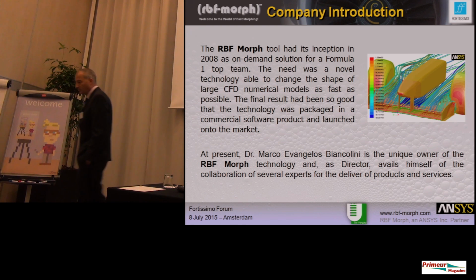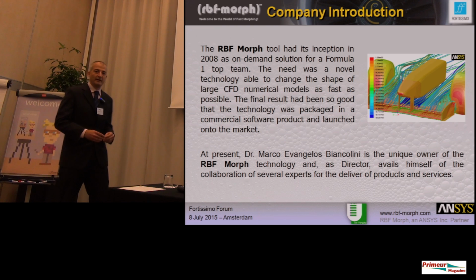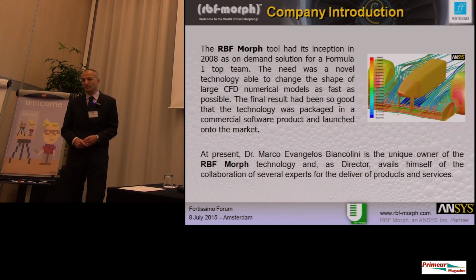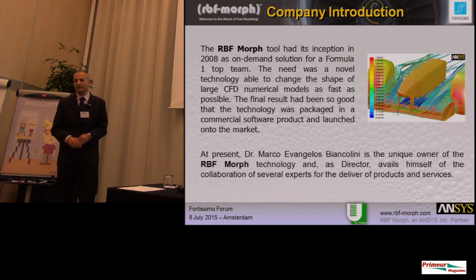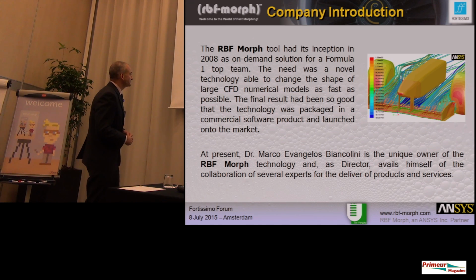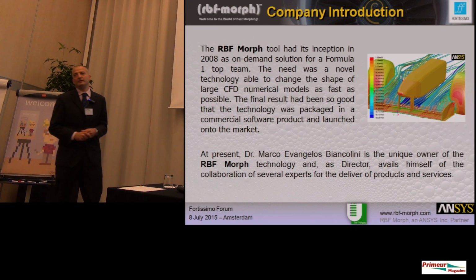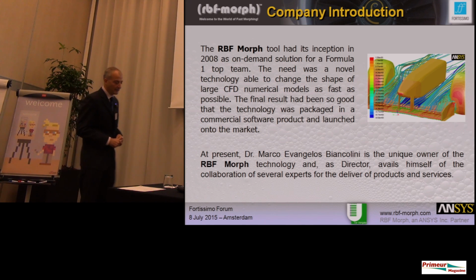We were born in 2008 in F1, in a Formula 1 project. So the technology was driven by the industry to achieve the performance required for one of the challenges that they got at that time. It was indeed a good project, so we decided at the end of the project to enter business. So the software was launched in 2009.